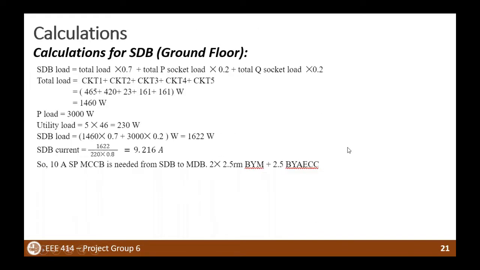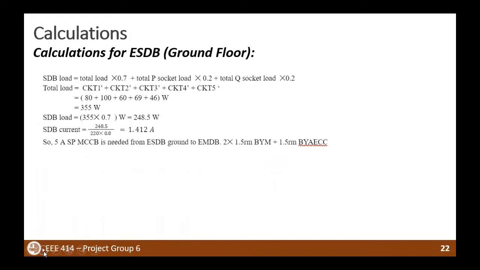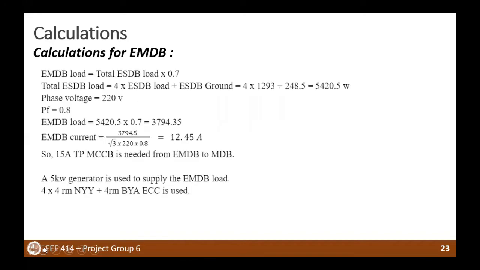Now we are in the calculation for SDB for the ground floor. Here the total SDB load is 1622 watt, so the corresponding SDB current is 9.16 ampere. So a 10 ampere TPMCCB is needed from SDB to MDB, and 2 into 2.5 RM NYY plus 2.5 BY ECC wire is necessary here. In the same way, the ESDB ground floor calculation is done, and the wire size is given here.